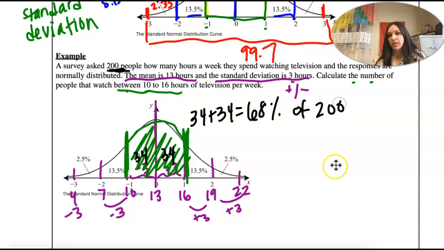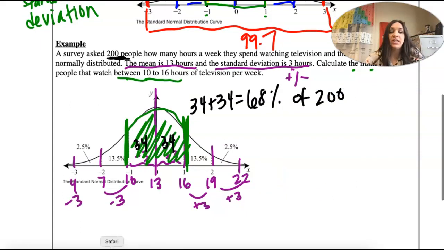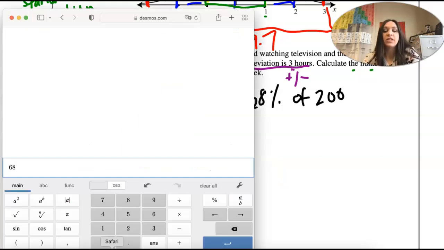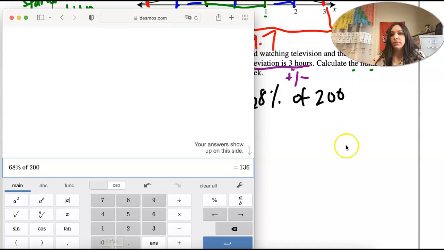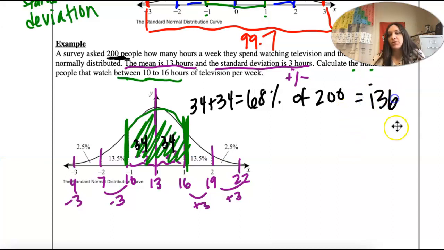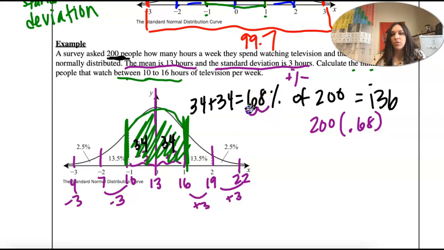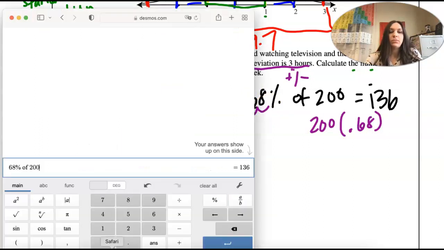Well, how many people are there? So 68% of 200. Alright, there's a couple ways to do this. If you're using Desmos, you can just say, I want 68% of 200. If I type percent, Shift 5, the of just shows up. It's 136. If you're not using Desmos or you like it the old-fashioned way, you're going to take 200 and you're going to multiply it by 0.68. Remember, to get rid of a percent, we move the decimal back twice. Either way, you're going to get the same answer.